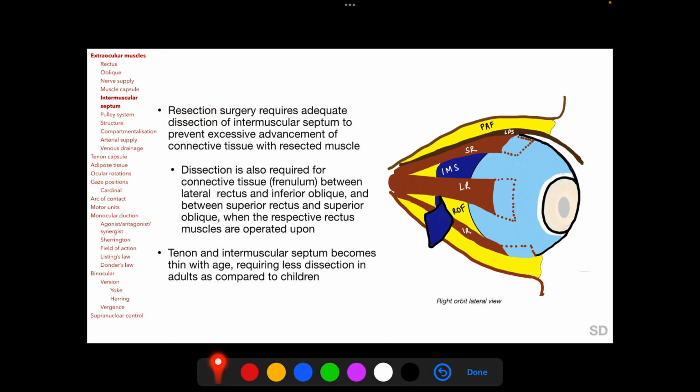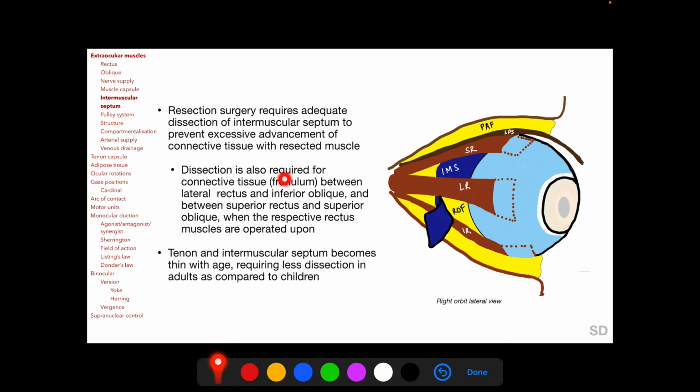Resection surgery, in which a muscle is disinserted from its insertion, shortened by resection, and then advanced and reinserted to its original insertion, requires adequate dissection of the intermuscular septum to prevent excessive advancement of connective tissues anatomically connected with the muscle being resected.